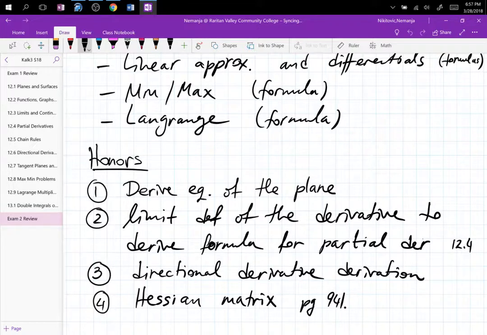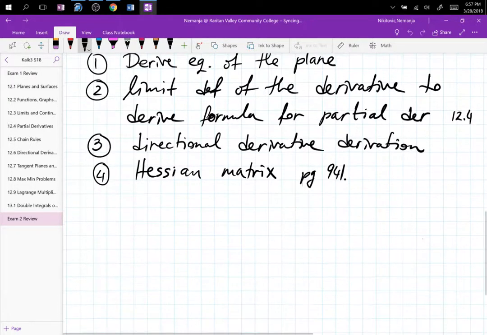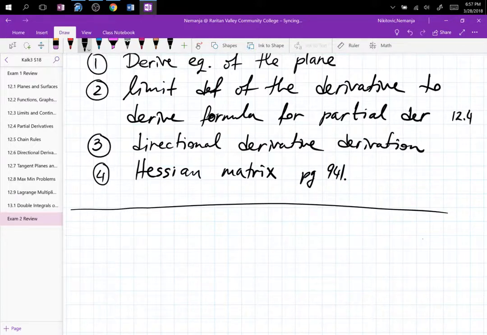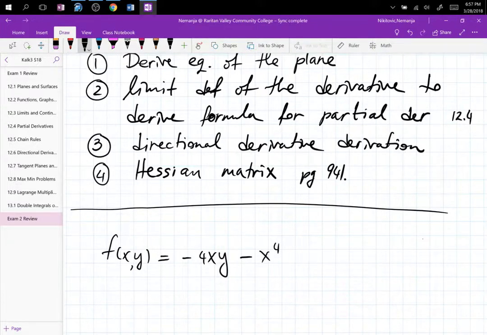All right, good. So your question answered. Any problems, questions to work on? Yes? All right. It's a max-min problem. Well, it's more or less a critical point problem. Let's take a look at the critical point problem. We'll say your function is equal to negative 4xy minus x to the 4th minus y to the 4th.